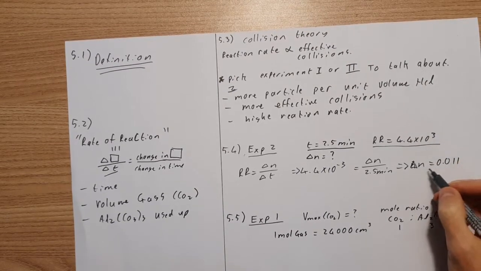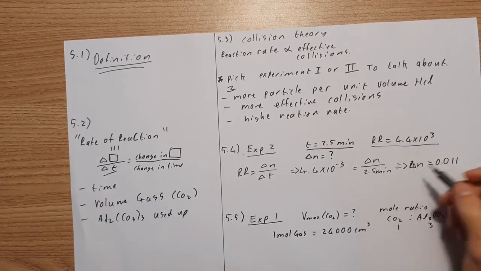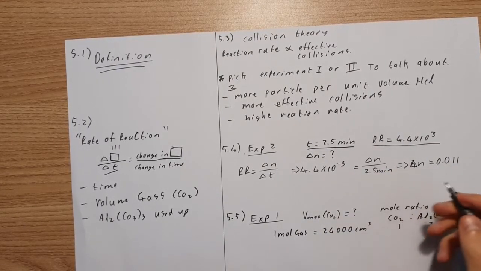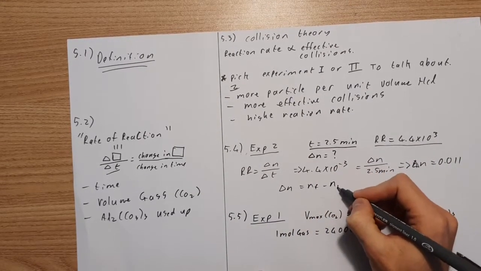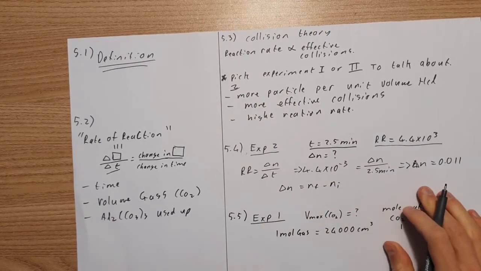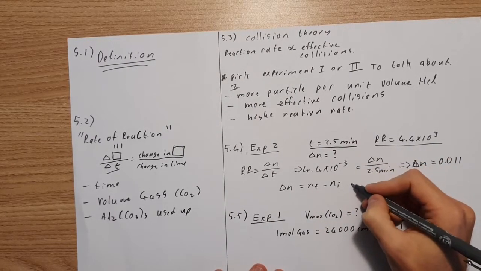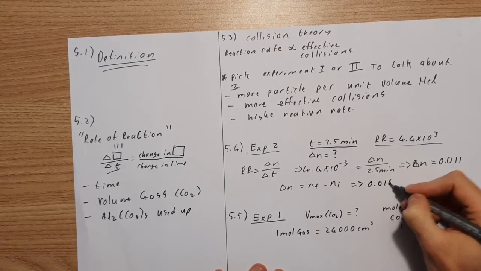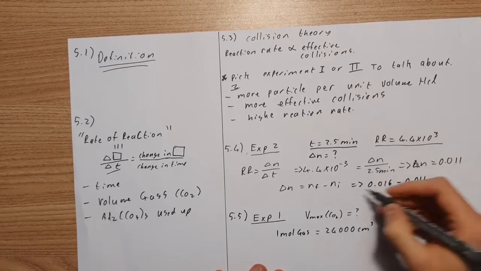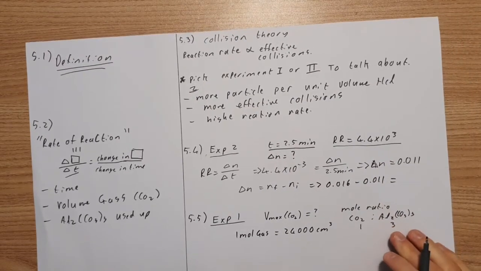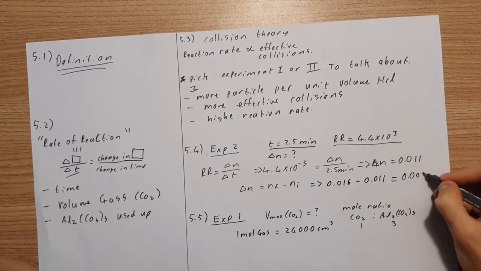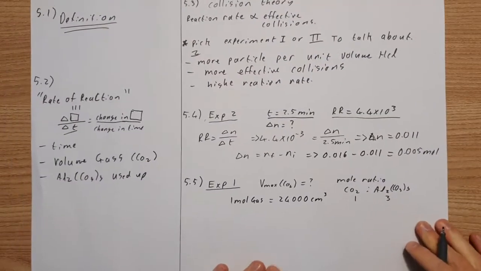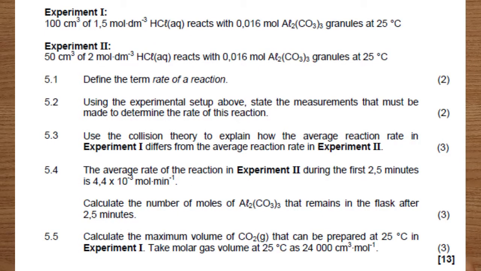0.011. Okay, now to work out how many moles of Al2, we're just going to say final minus initial, so delta n equals n final minus n initial. Okay, we had the final amount, they've given that to us, that was 0.016 minus 0.011. Okay, and therefore we're going to get a change in moles of 0.005 moles.